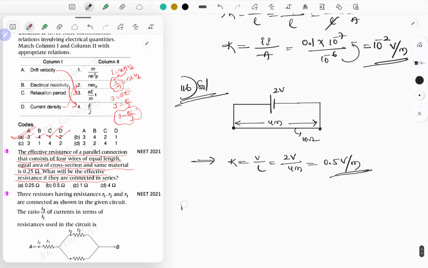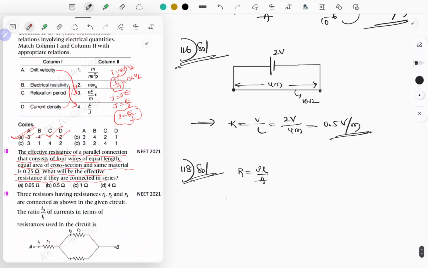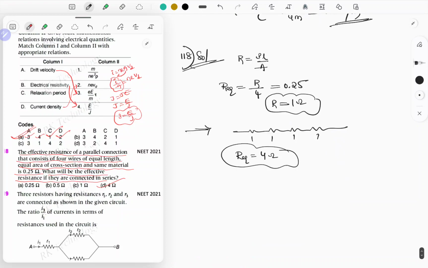Okay, super. Question number 118. So 4 resistors are there, of equal length, equal area and the same material. Let's say that resistance is R, where R is equal to rho L by A. The equivalent resistance if all are connected in parallel is R by 4, which is equal to 0.25. It means R is equal to 1 ohm. If all of them are connected in series, 1 ohm, 1 ohm, 1 ohm, 1 ohm, then the equivalent resistance is 4 ohm. Option D is the correct answer for question number 118.